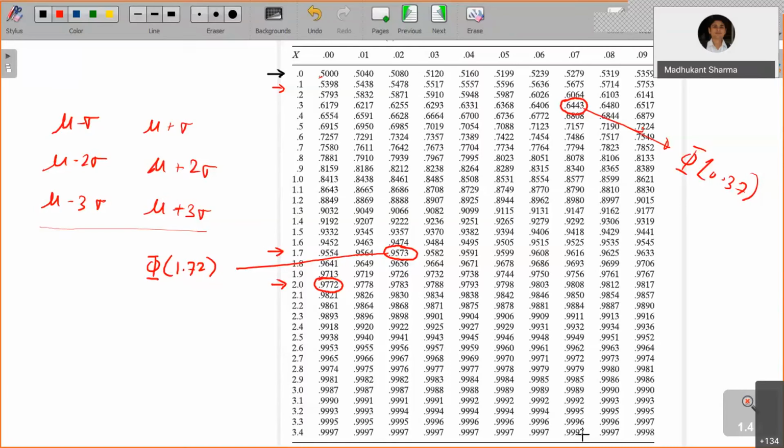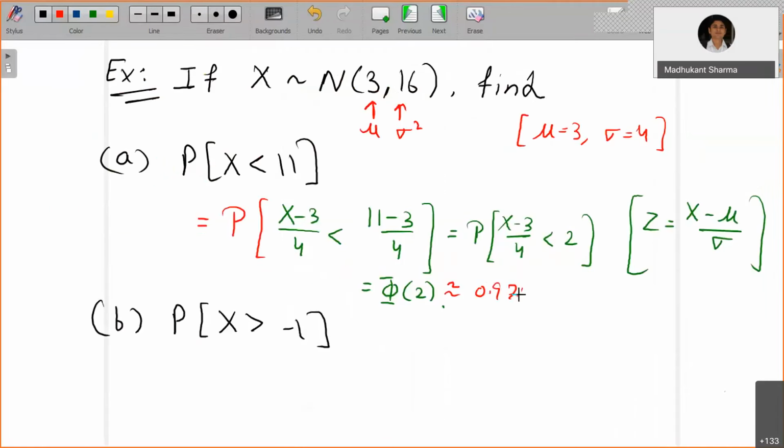So this is how you will look at the values. So our favorable value now is 0.9772. So this value is approximately 0.9772 from the standard normal table.